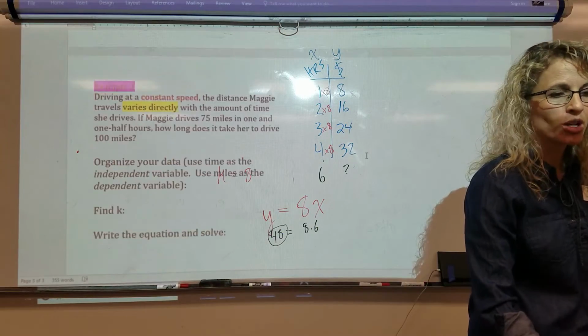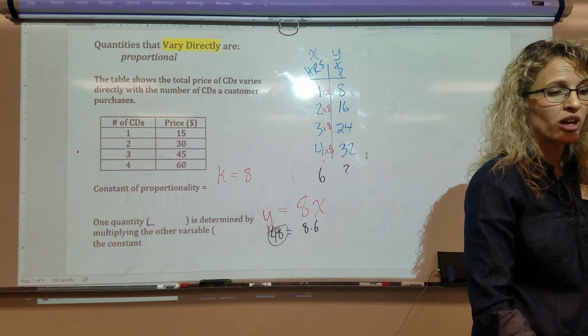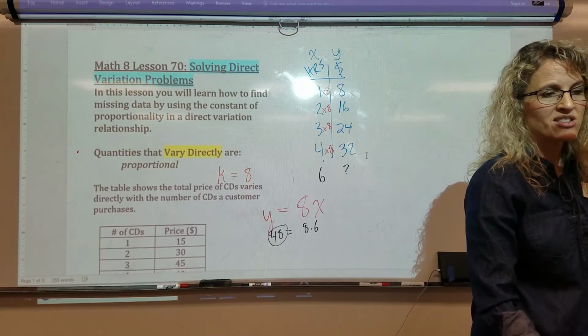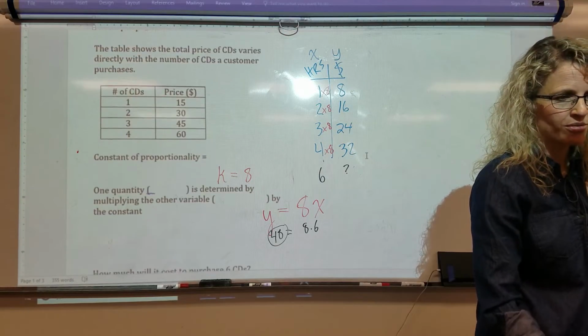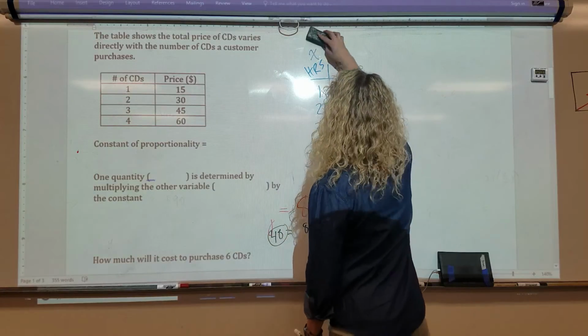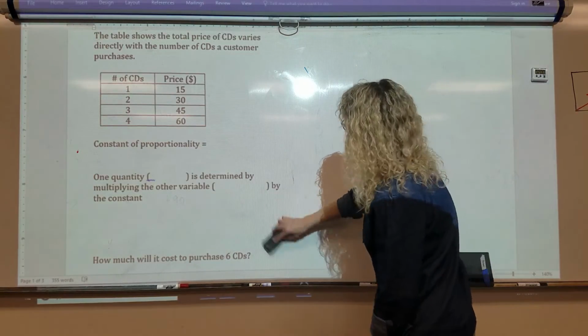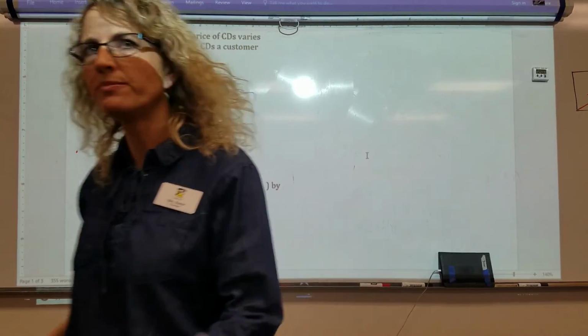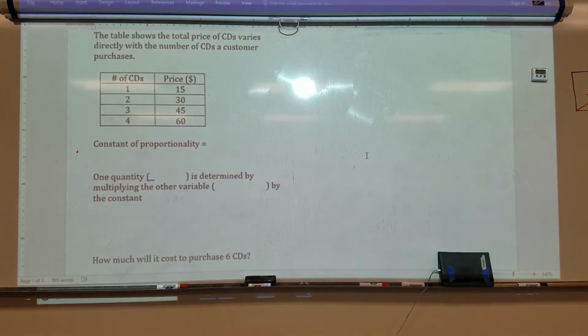So, sorry, we're going to go to lesson 70 now because the two lessons go together. 70 is solving problems. So, let's take this table. What is k? And this camera, video still working, right? Yes. How would I find k?